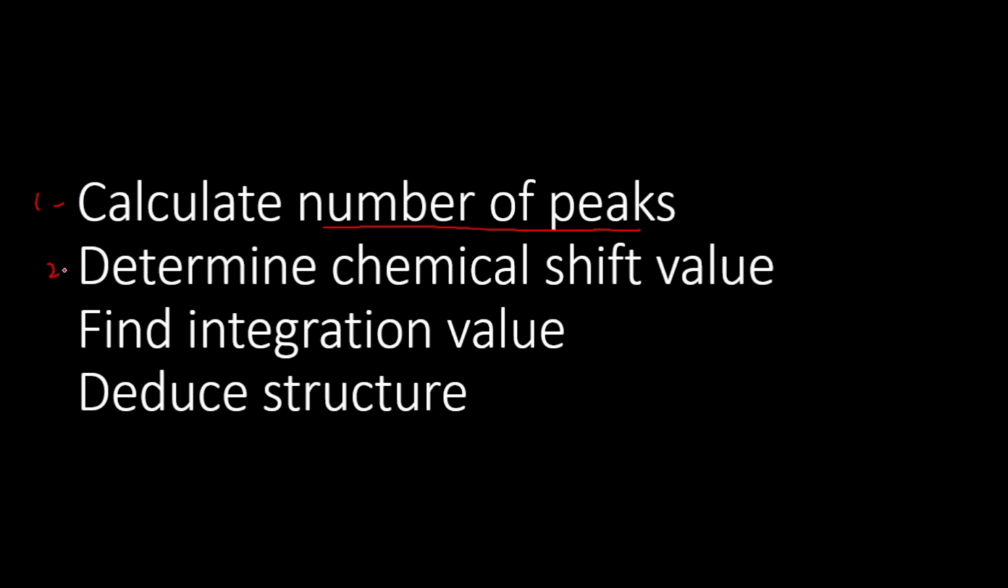And second, we will determine the chemical shift value. The chemical shift value will tell us about the neighboring atoms, and it tells us about a specific kind of carbon as well. Third step, find the integration value. In this step, we will determine the integration value. The integration value will tell us the number of carbon atoms that have the same environment. And in the fourth, we will deduce the respective structure.